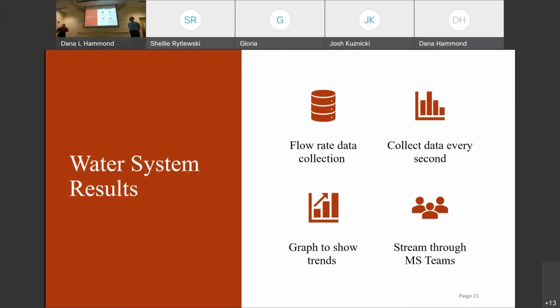So a student can look at the data and capture it from somewhere else in the building, somewhere across the state, or even across the country. They just have to log in to Teams, stream it, and then collect the data as they're doing it.